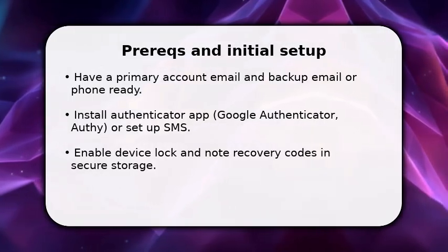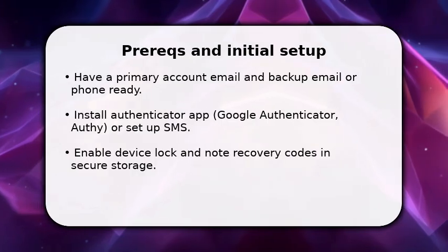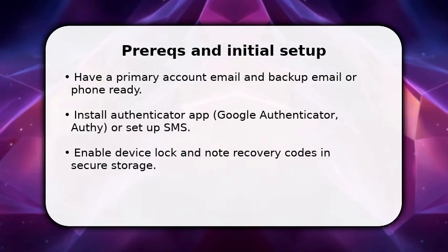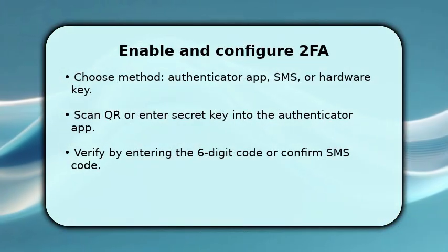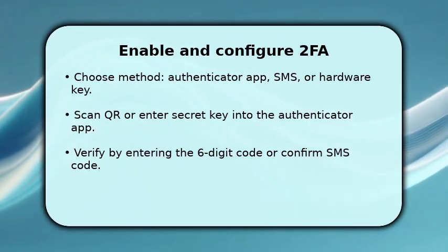Also generate or view recovery codes now and save them in a password manager or offline vault because they let you regain access if your phone is lost or reset. You then pick and activate the second factor: authenticator app, SMS, or a hardware security key.